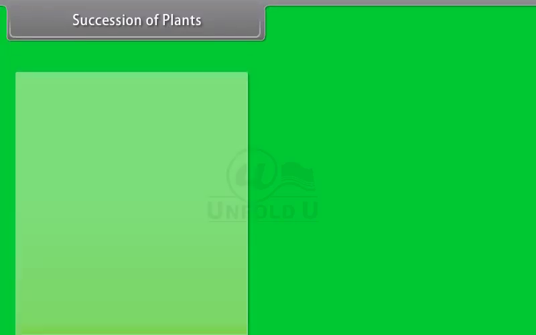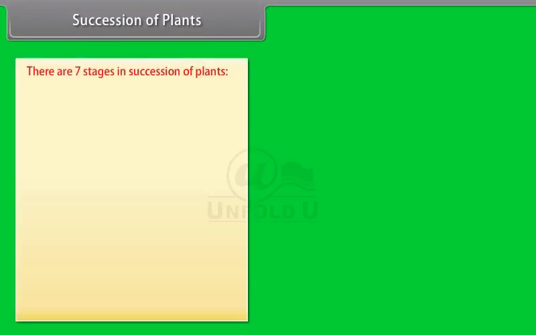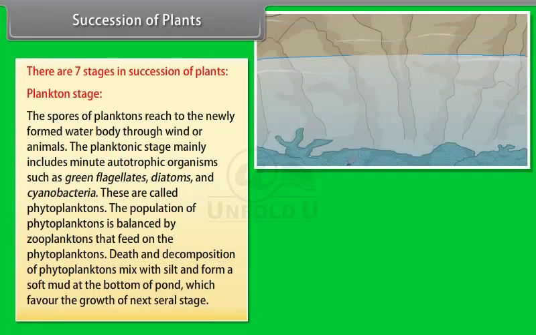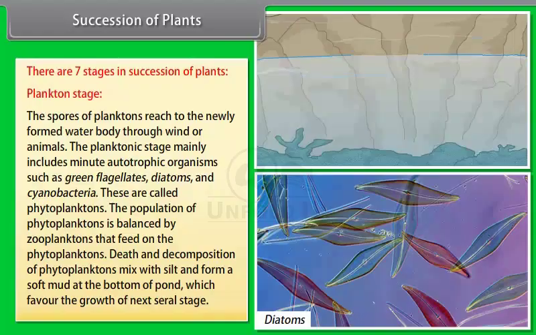Succession of plants. There are 7 stages in succession of plants. Plankton stage. The spores of planktons reach a newly formed water body through wind or animals. The planktonic stage mainly includes minute autotrophic organisms such as green flagellates, diatoms and cyanobacteria. These are called phytoplanktons. The population of phytoplanktons is balanced by zooplanktons that feed on the phytoplanktons.